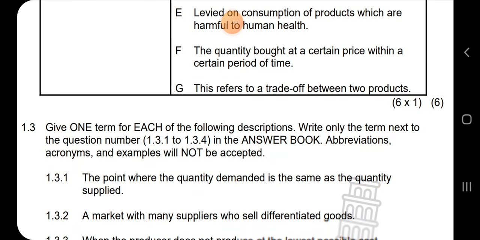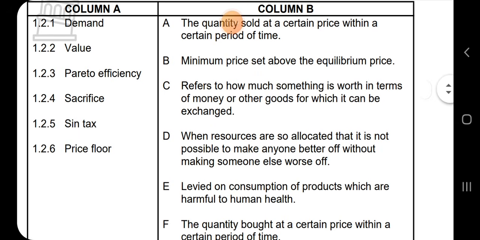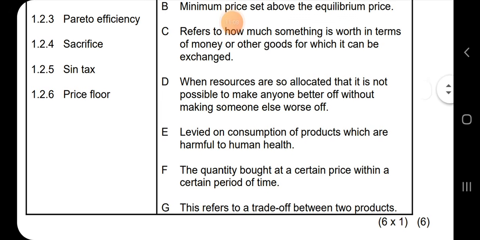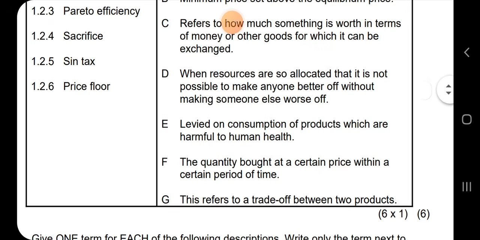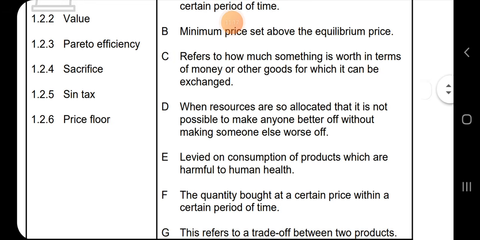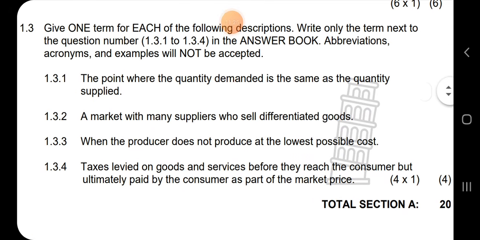And then G, so F refers to 1.2.1. So 1.2.1 is F. G says this refers to a trade-off between two products. A trade-off between two products goes to sacrifice. So 1.2.4 goes with G. I hope you understood that. Now let's go to 1.3.